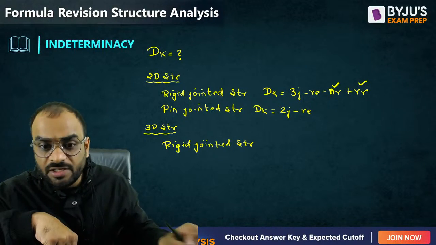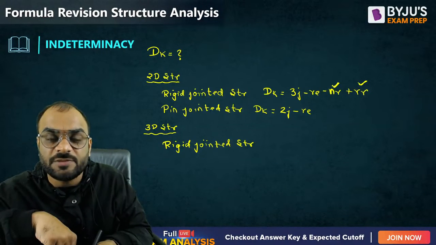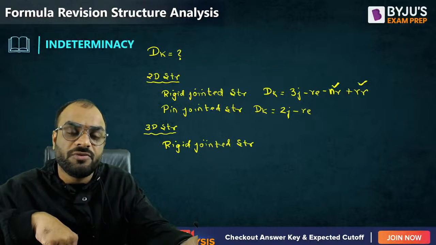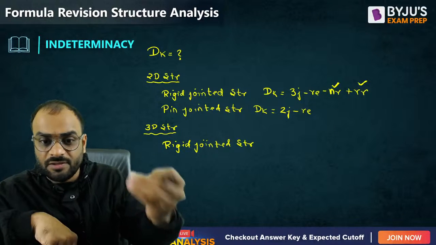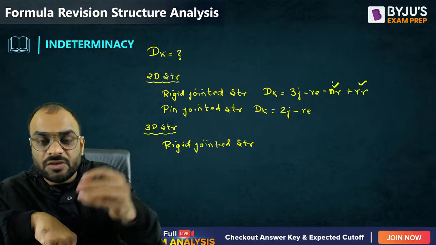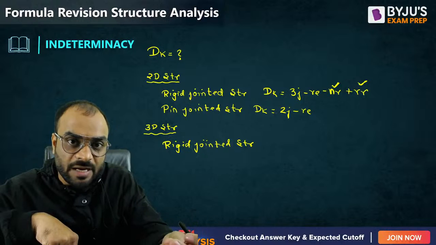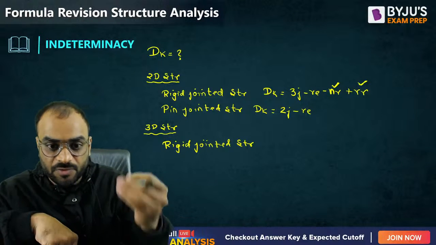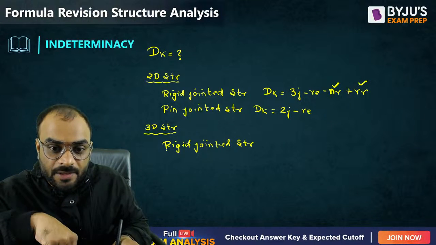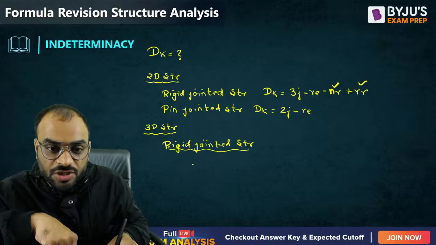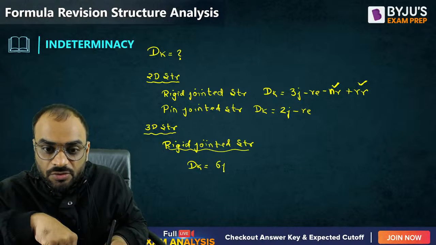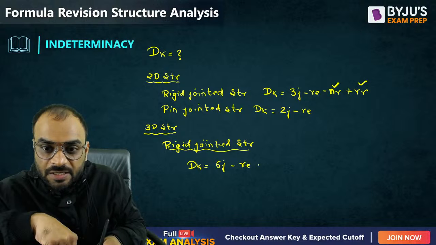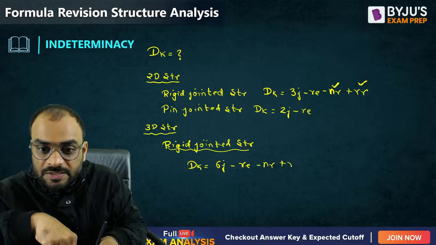I am defining each and everything. NR is nothing but the total number of axially rigid members or inextensible members, right? Very simple. You can write it down, right? Okay. Then rigid jointed structure. For rigid jointed structure, what is the value of dk? dk is equal to 6j minus re minus nr plus rr.